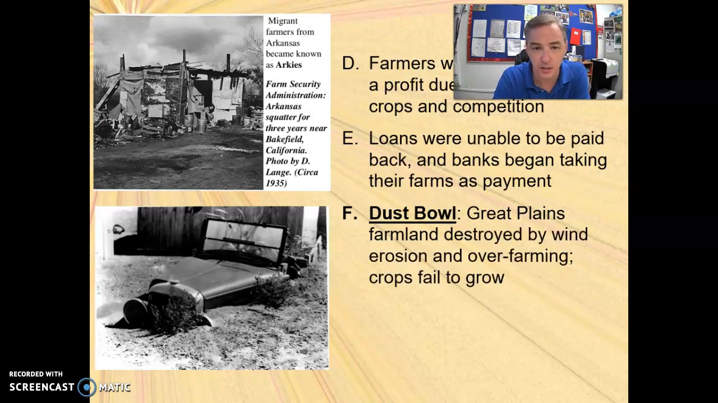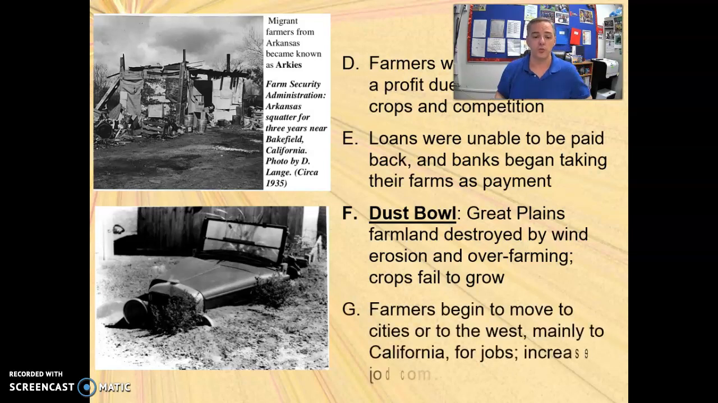And we talked a little bit about it in class in depth. But the idea of the Great Plains particularly, it was over-farmed. The topsoil is destroyed and crops begin to fail. The picture on the bottom left of the screen shows you a car that was buried by this dust. And so when we say the Dust Bowl, I mean entire farms were unable to produce any crops, which means they went broke. Farmers began to move into cities looking for work.